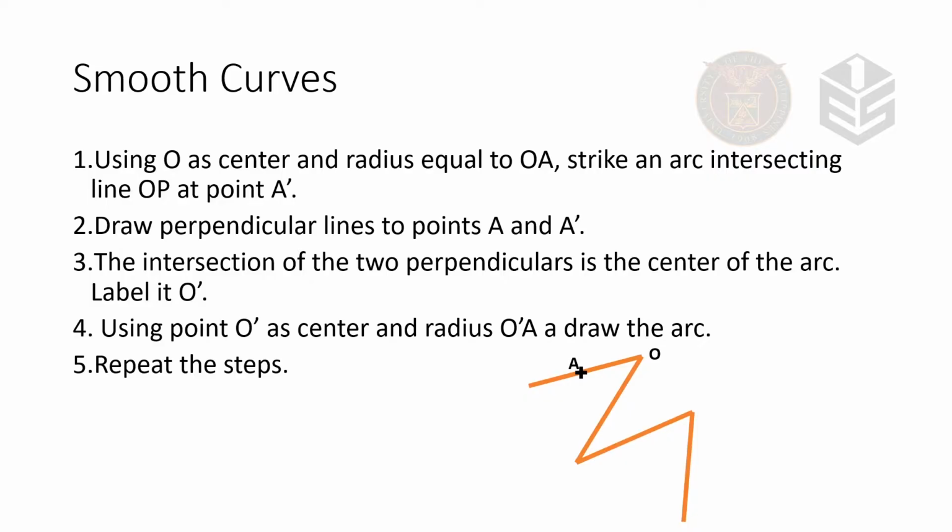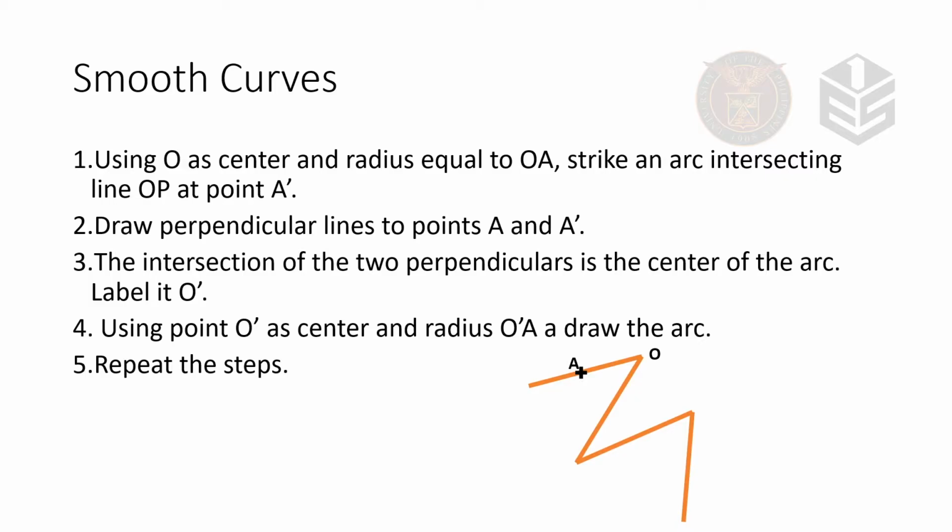Okay, so smooth curves. To draw smooth curves, the given looks somewhat like a zigzag road, just like this one here. There has to be a starting point A, and I'm going to call this vertex point O. To draw smooth curves, we have the following steps. Using O as center and radius equal to OA, strike an arc intersecting line OP at point A prime. Point P is just the other end of this line. So you have A, O, and then you have P here. That could be any other point.